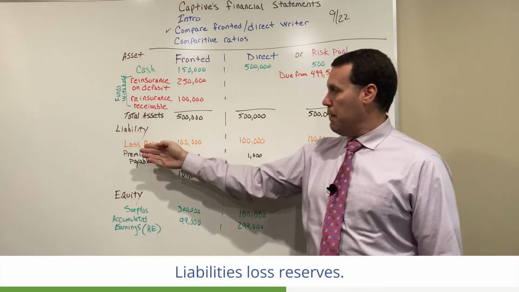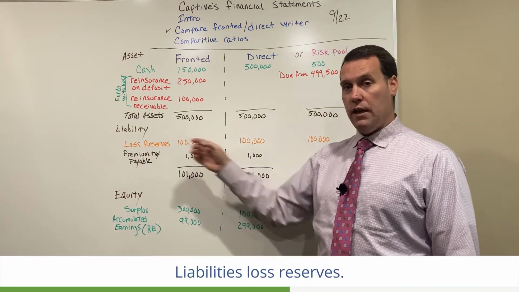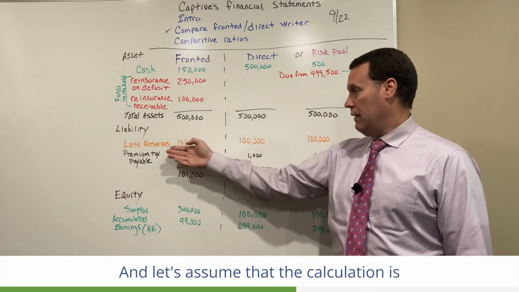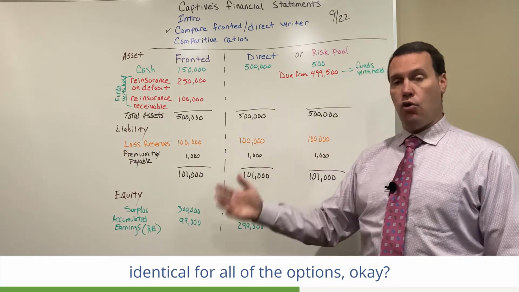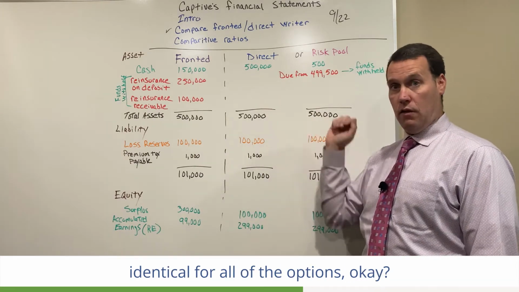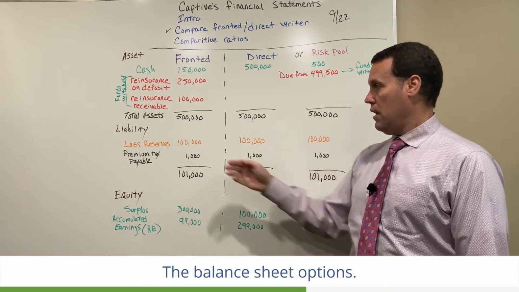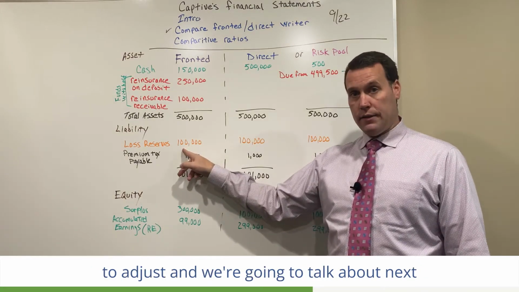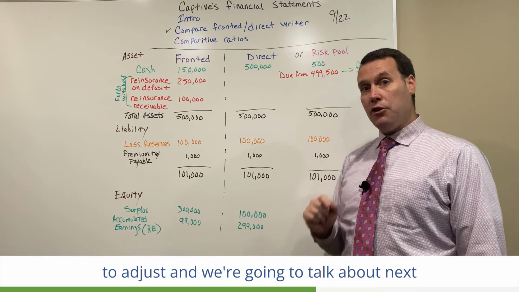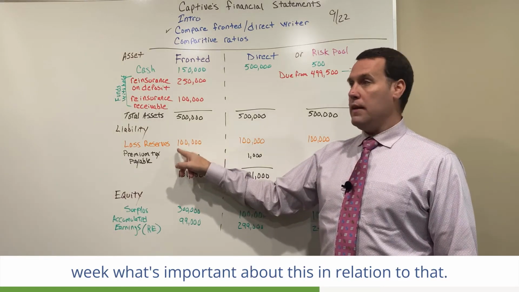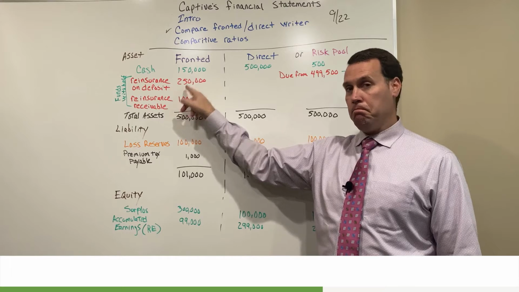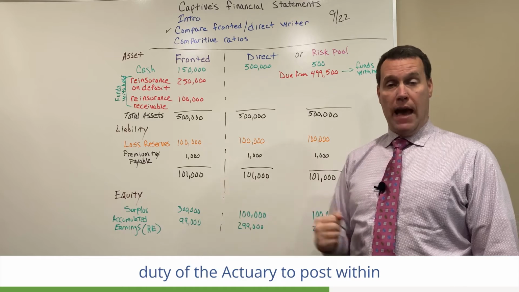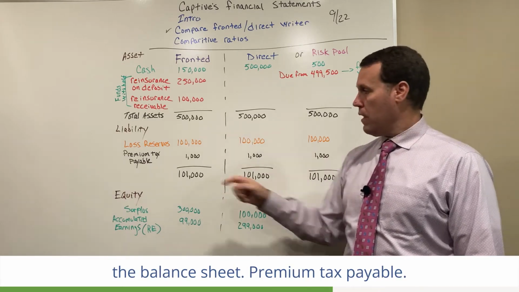Okay, liabilities, loss reserves. These are the reserves that are calculated by the actuary. And let's assume that the calculation is identical for all of the options, the balance sheet options. So $100,000 of loss reserves. This number is going to adjust, okay? And we're going to talk about next week what's important about this in relation to that. So loss reserve calculations are the duty of the actuary to post within the balance sheet.